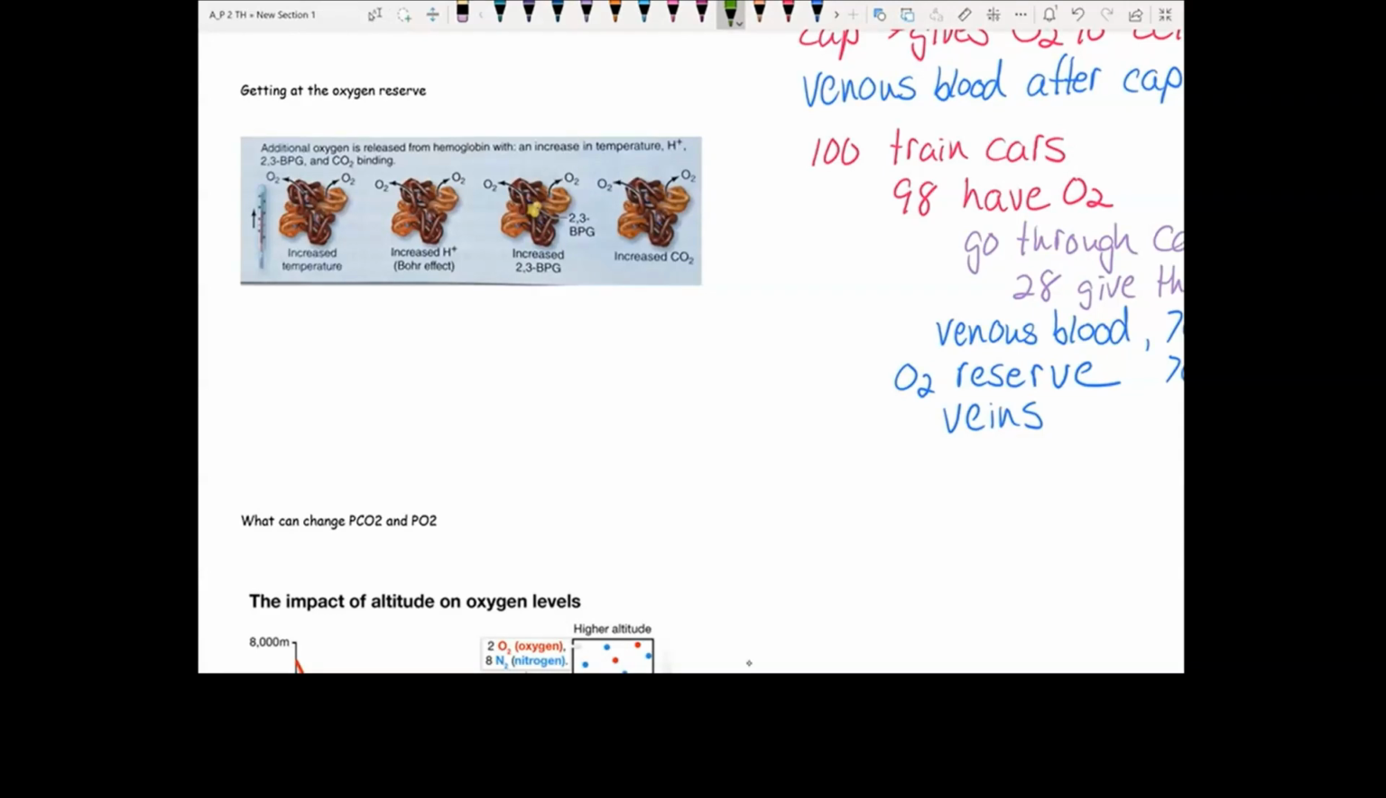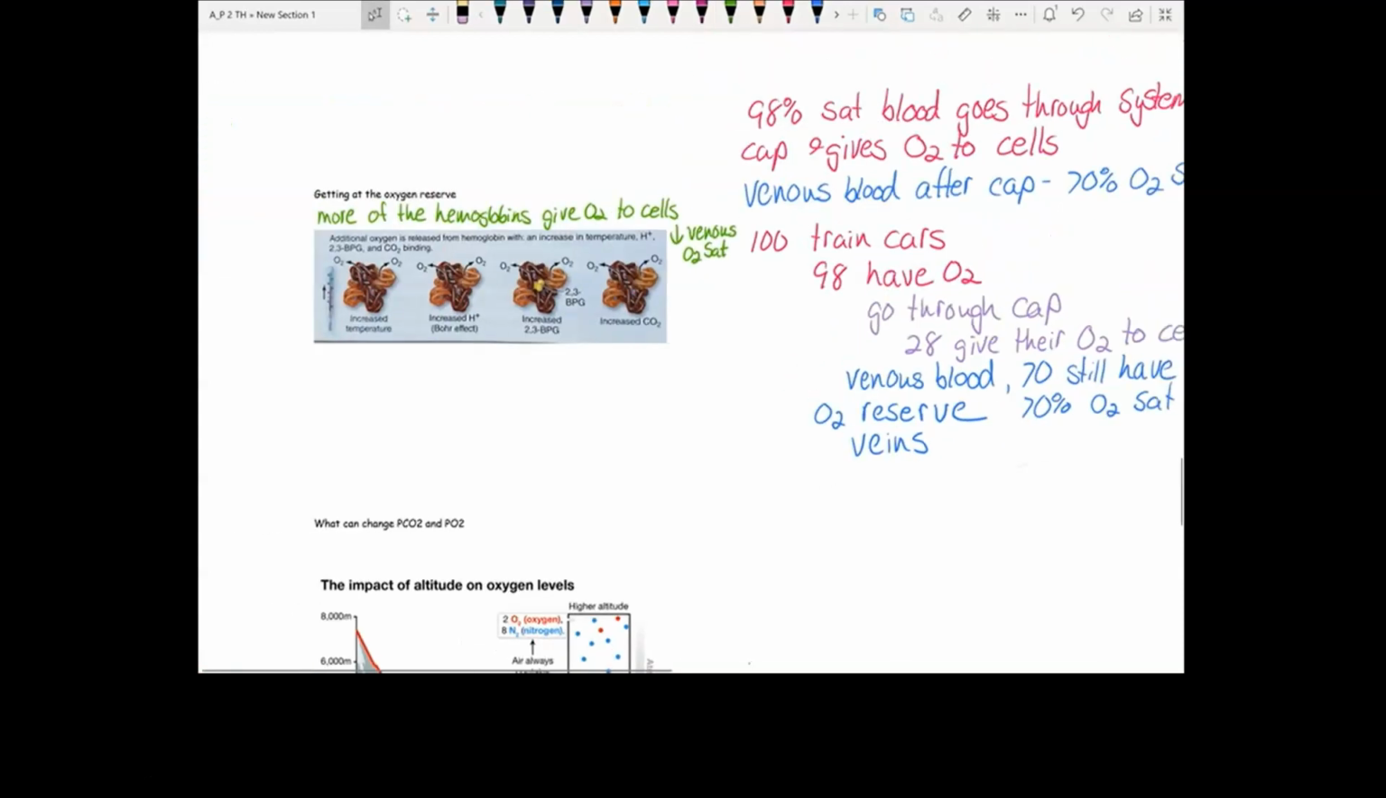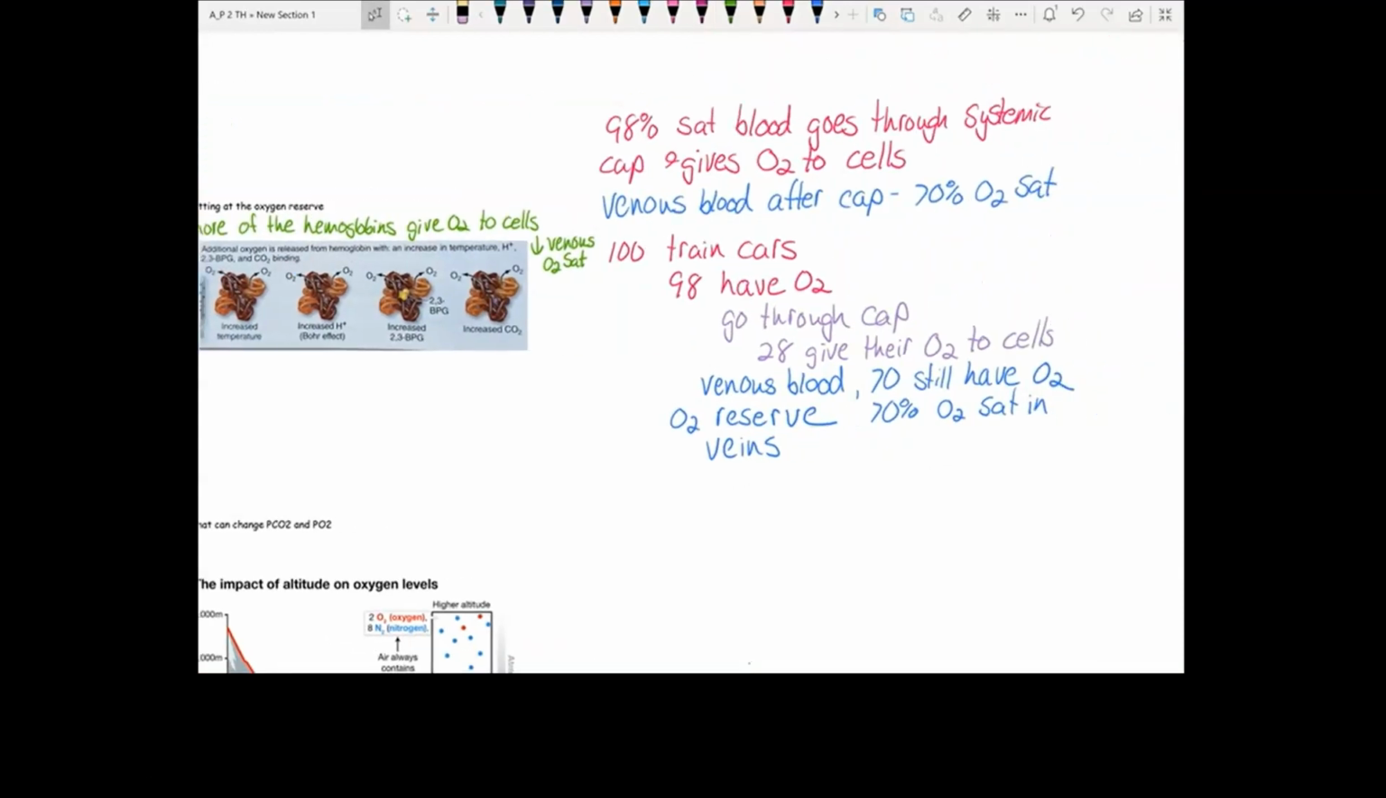So getting the oxygen reserve would be that more of the hemoglobins give oxygen to your cells. So you're going to get more oxygen going to your cells, and it means that you're going to have a lower venous O2 saturation. So maybe instead of 28 of the cars giving their oxygen to the cells, maybe it'll be 38.